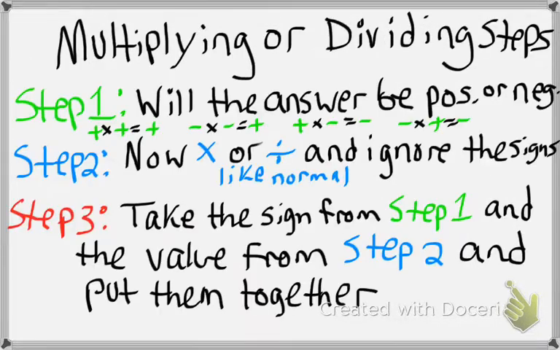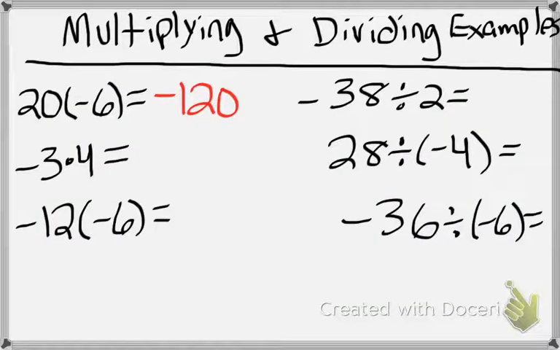120. Now, step 3. Step 3 was take the sign from step 1 and the value from step 2 and put them together. So we took the sign from step 1, we knew it would be negative. We took the value from step 2, we knew it was going to be 120, and we put them together. So the answer is negative 120.